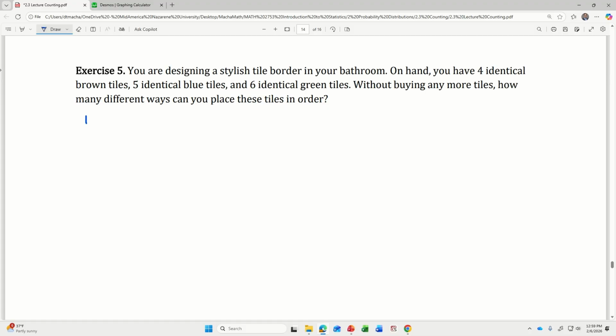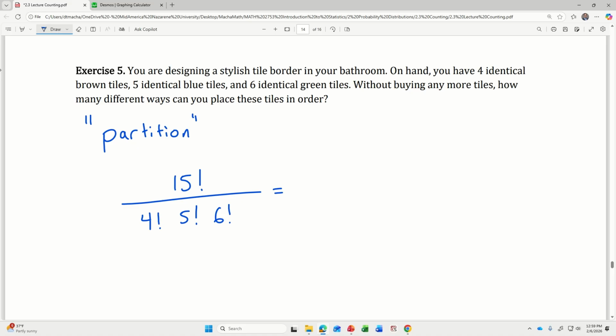So, again, this type of problem is called a partition. And the idea is I've got 15 places where I can put a tile down. And all of these 15 places, I'm sorting them into one of 3 subsets, either the brown or the blue or the green subset. And the number of ways I can do that is going to be 15 factorial divided by 4 factorial, 5 factorial, 6 factorial. So 15 is the size of my set, and then 4, 5, and 6 are the sizes of my subsets.